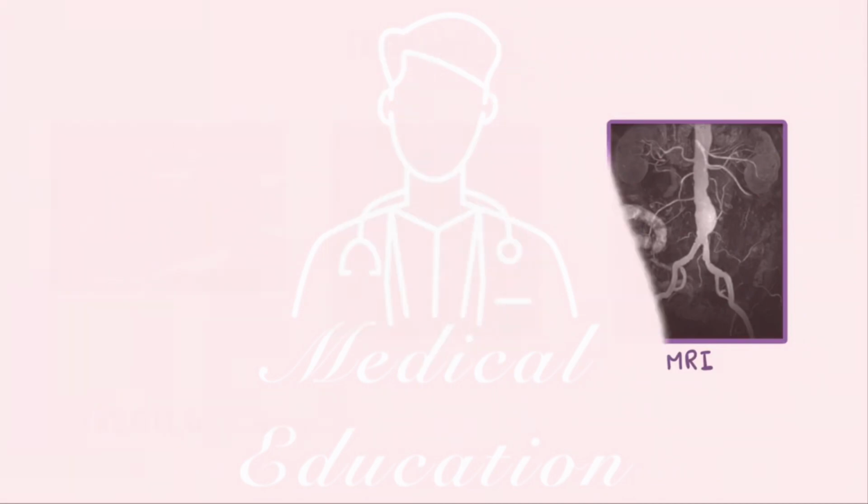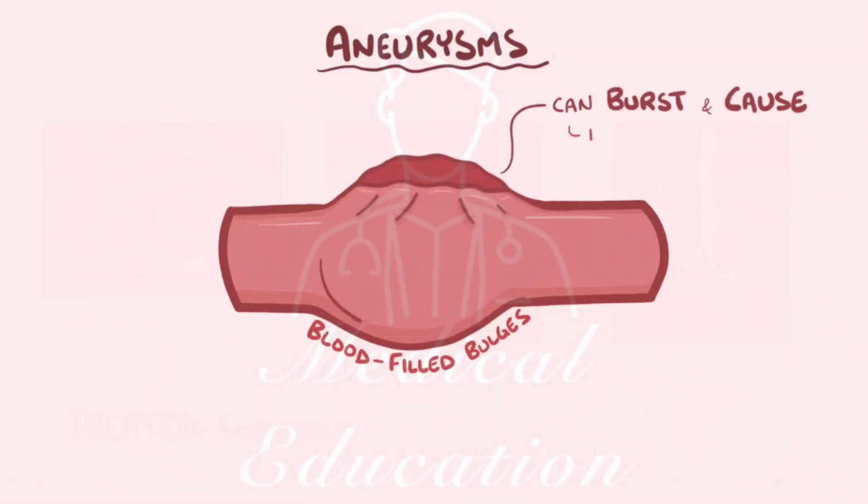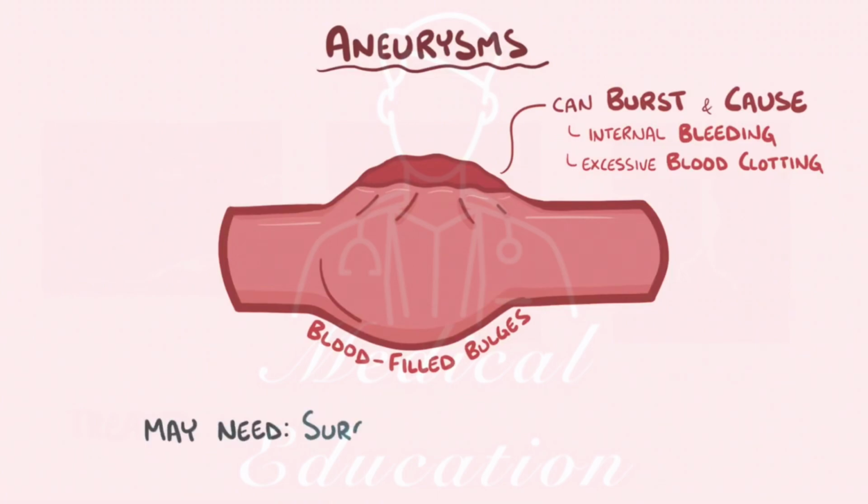Alright, as a quick recap, aneurysms are blood-filled bulges that form in weakened areas of the blood vessel walls. Left untreated, aneurysms can burst, causing uncontrolled internal bleeding or excessive blood clotting. Based on the size and location of an aneurysm, surgical treatment may be necessary.